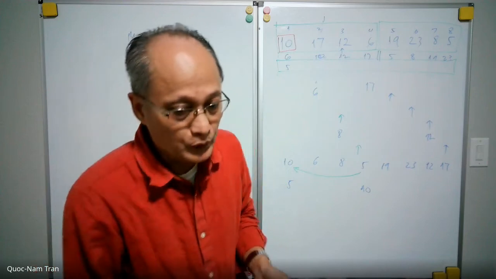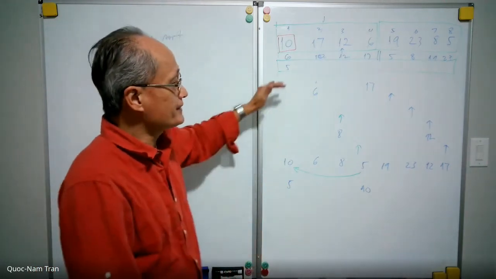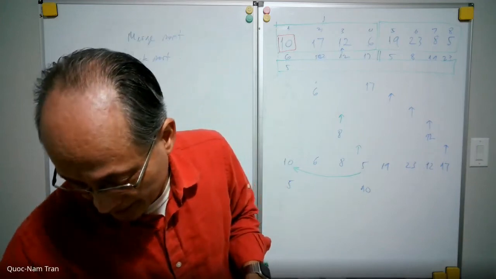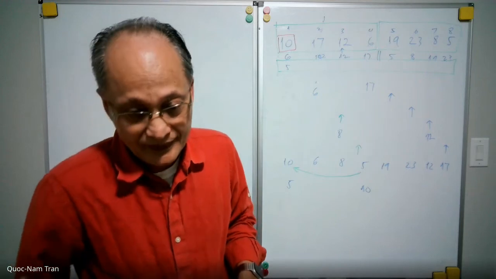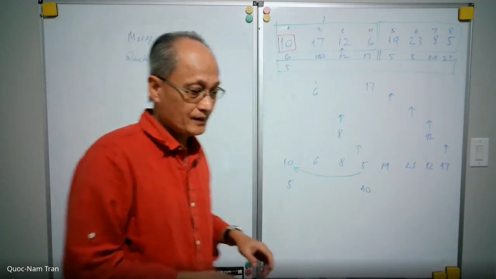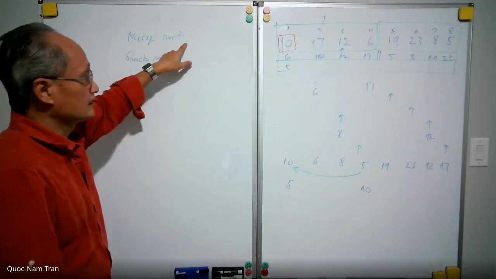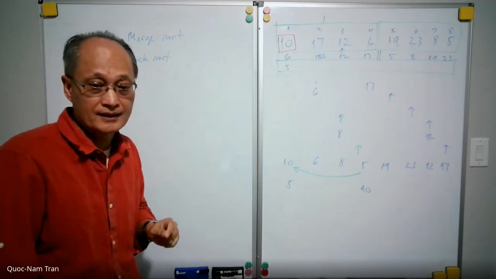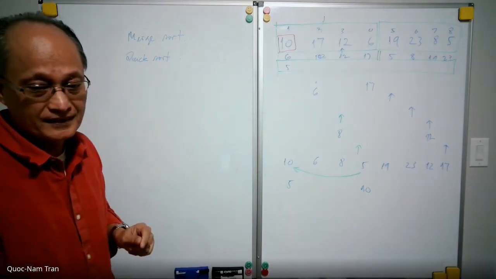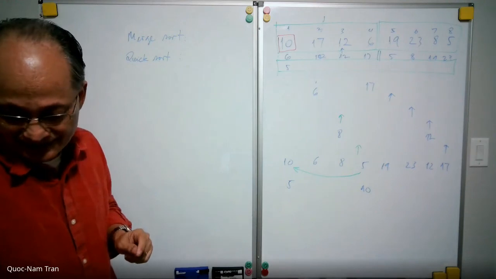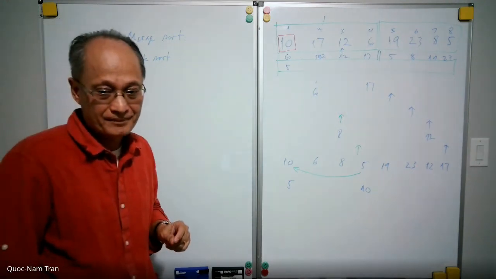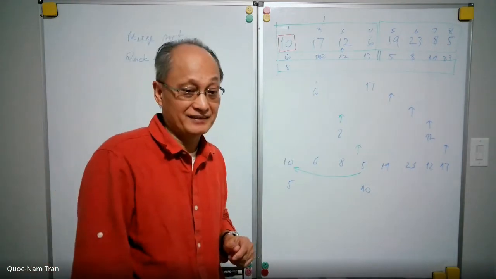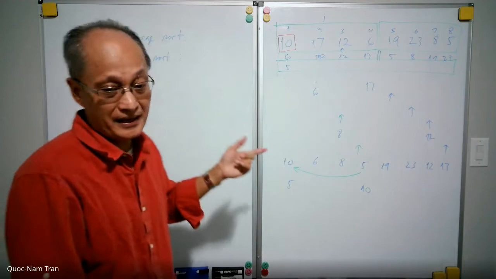Now we will try to analyze the complexity of the quicksort. Can someone just tell me what is the best case, worst case, and average case complexity for merge sort? They're all O(n log n), right? Okay, very good. Now let's see what we have for the quicksort.